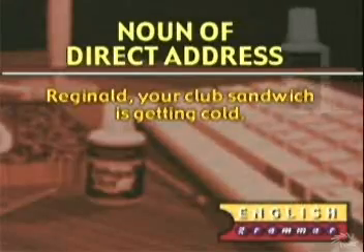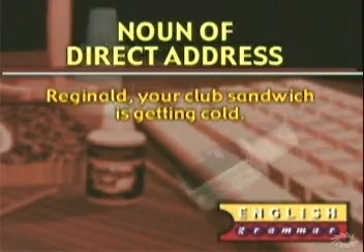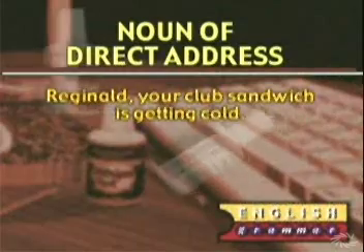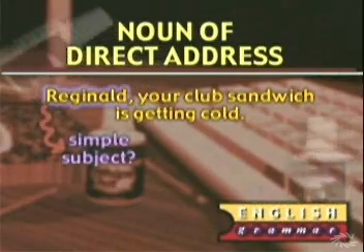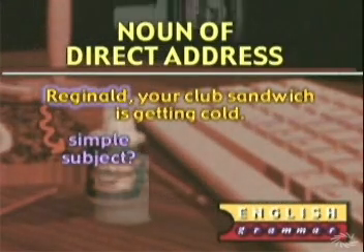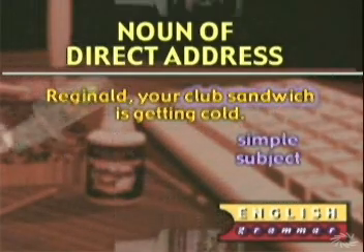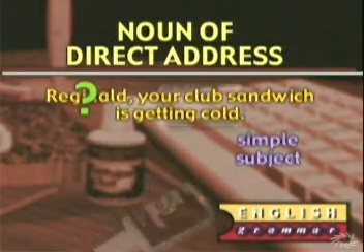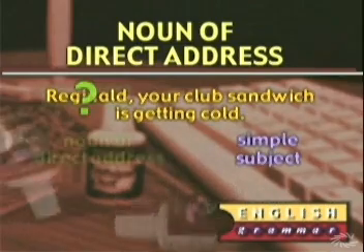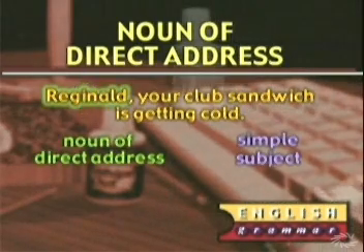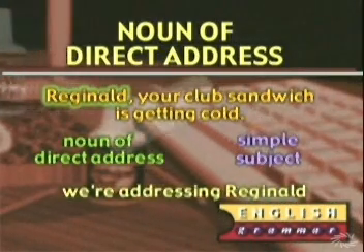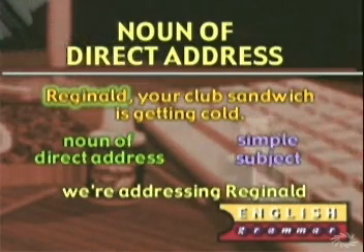Let's try another sentence. Reginald, your club sandwich is getting cold. At first, we may want to say Reginald is the simple subject, but that's not true since he is not the one getting cold. The sandwich is. Well then, what exactly is Reginald, you may ask? We call this a noun of direct address since he is the one we're talking to. We're addressing Reginald. Quite a mouthful.